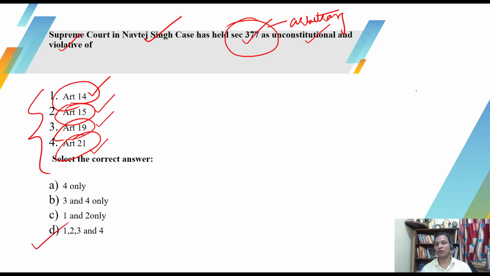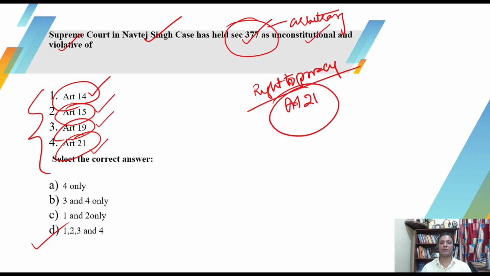Guys, such type of questions have already come in the UPSC prelims, like the right to privacy judgment, the Puttaswamy case, which has already been asked on Article 21. So such type of questions do come in UPSC exam, particularly if the judgment is a landmark judgment. So what you need to prepare? You need to prepare on which constitutional premise Supreme Court has given the judgment.